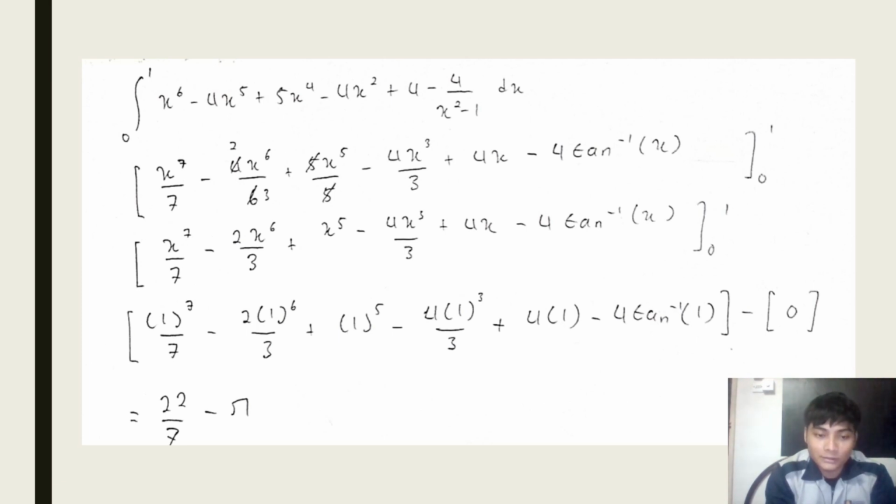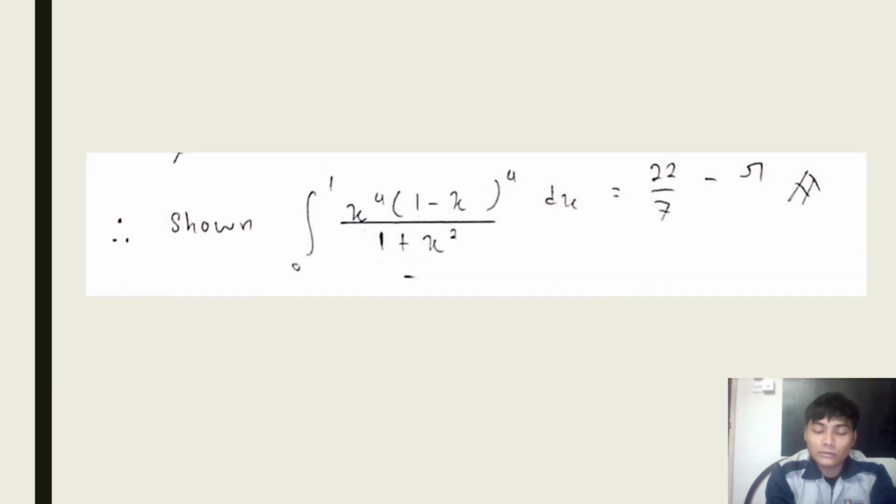So we have shown that the integration of x power 4 times 1 minus x power 4 over 1 plus x power 2 is equal to 22 over 7 minus pi. So that's how we solve the problem for question 4. That's all for me. Thank you.